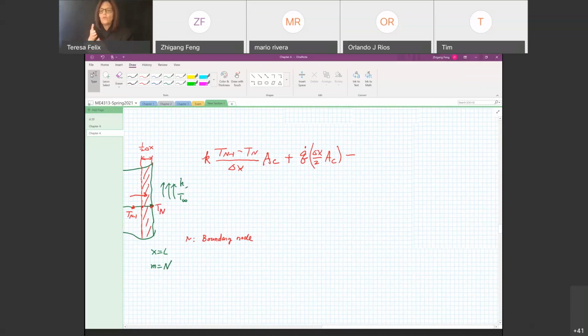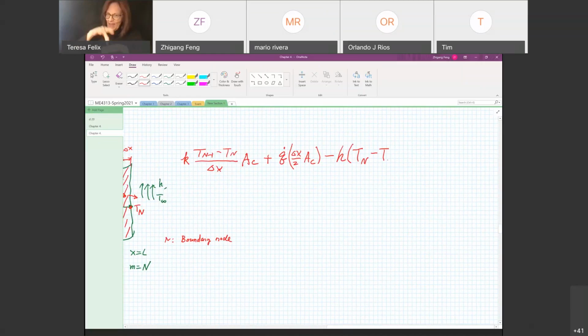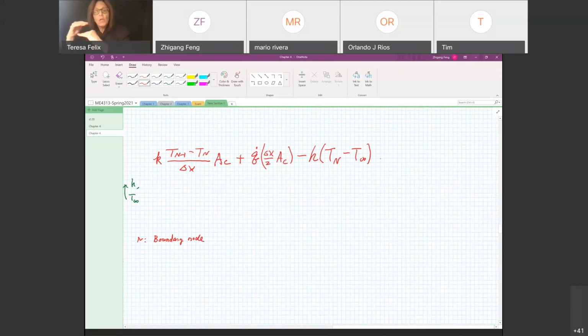So I want to have the heat transfer rate leaving the control volume to the fluid. So it has to be h multiplied by T at the node point, at the boundary node at the surface, which is T sub n, minus T of the fluid, multiplied by the contact area, which happens to be the cross-section, equal to 0. Okay, and you can simplify it to find the equation for the boundary node T sub n.